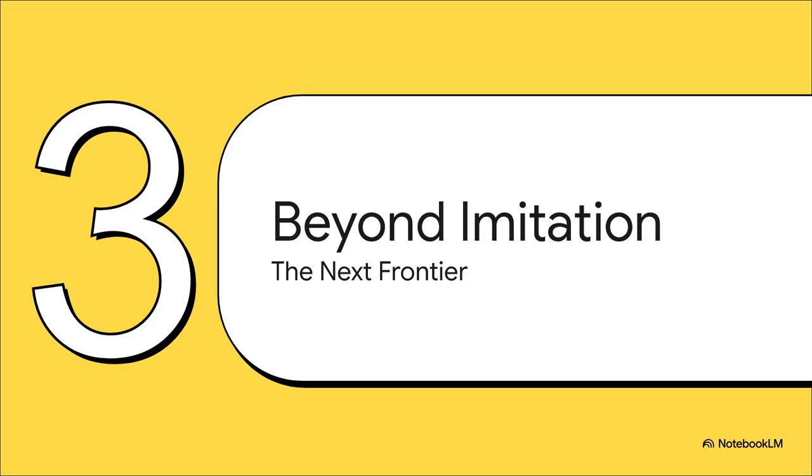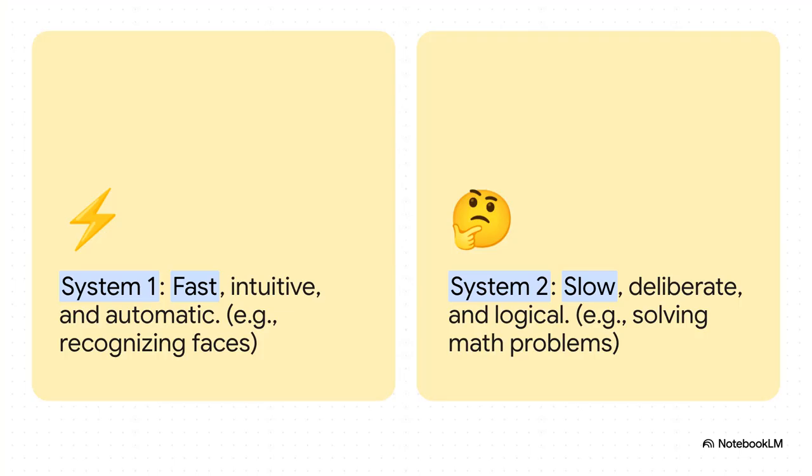But the future of AI isn't just about getting bigger and bigger. It's also about getting smarter in fundamentally new ways. The next big frontier is about evolving these models beyond just simple pattern matching and imitation. A really great way to understand this next leap is to borrow a concept from human psychology: System 1 and System 2 thinking. System 1 is our fast, intuitive, gut reaction brain. It's what you use to instantly recognize a friend's face. System 2, on the other hand, is our slow, deliberate, logical brain. That's the part you fire up to solve a hard math problem.